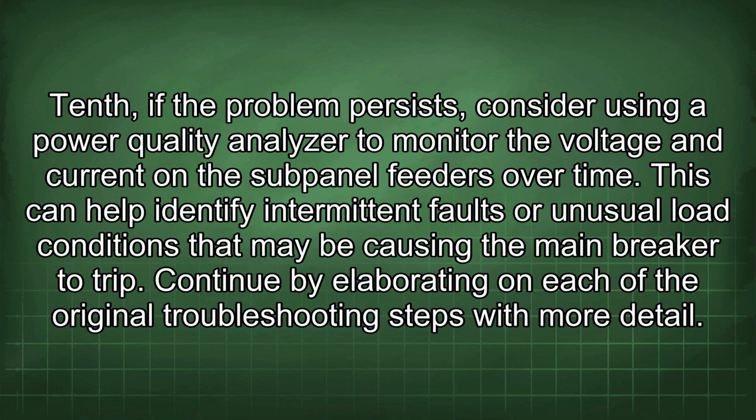Tenth, if the problem persists, consider using a power quality analyzer to monitor the voltage and current on the subpanel feeders over time. This can help identify intermittent faults or unusual load conditions that may be causing the main breaker to trip. Continue by elaborating on each of the original troubleshooting steps with more detail.